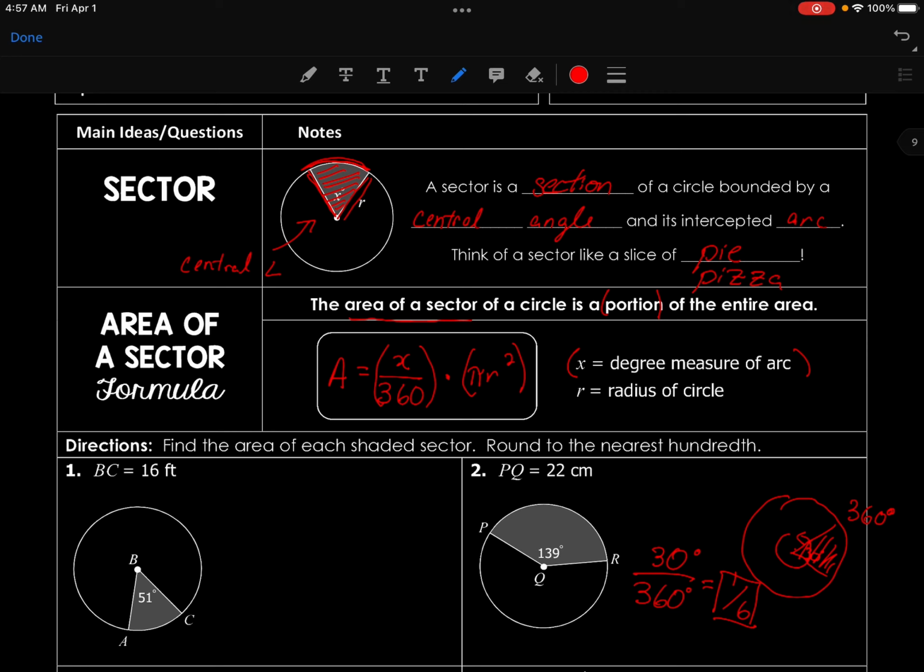All right, so let's go over some example problems. Number 1. Find the area of each shaded sector, rounding to the nearest hundredth. So for number 1, we found that BC, the radius, is 16 feet. We find that the sector is bounded by a central angle, angle ABC, which is equal to 51 degrees.